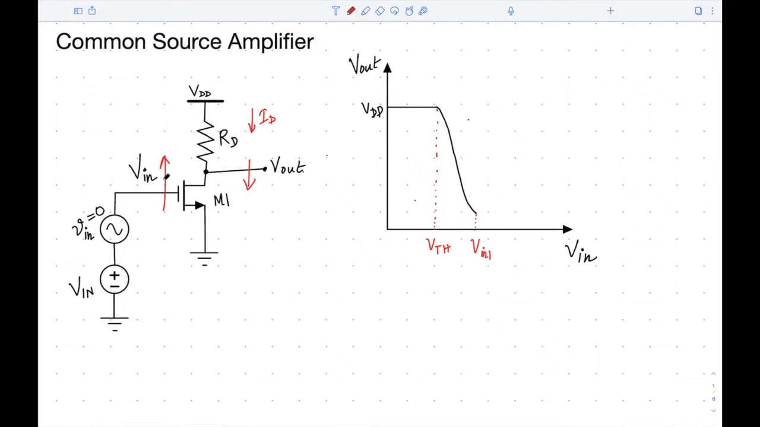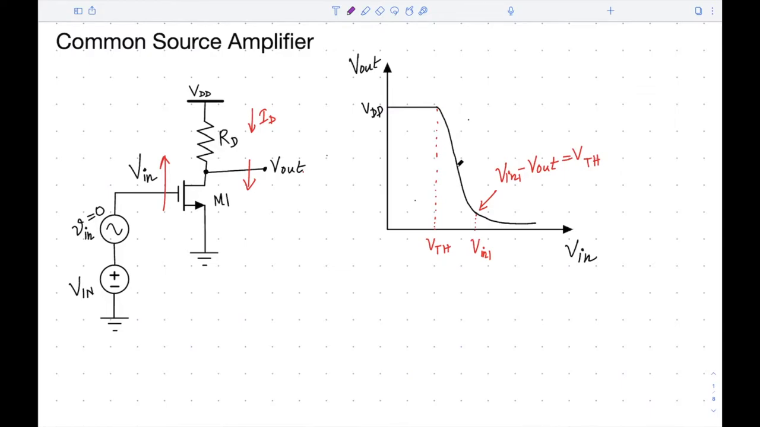The point where Vin is greater than Vout by VTH, that is, Vin1 minus Vout is equal to VTH, means it has just reached the threshold. If I increase Vin further, Vout will come down and Vin will be higher than Vout by more than VTH. So after this point, the transistor goes into the linear region. This is the region where M1 is in saturation, and this is the region where the transistor or this configuration acts as an amplifier. You can see that this can be approximated by a straight line and it can be used as an amplifier.